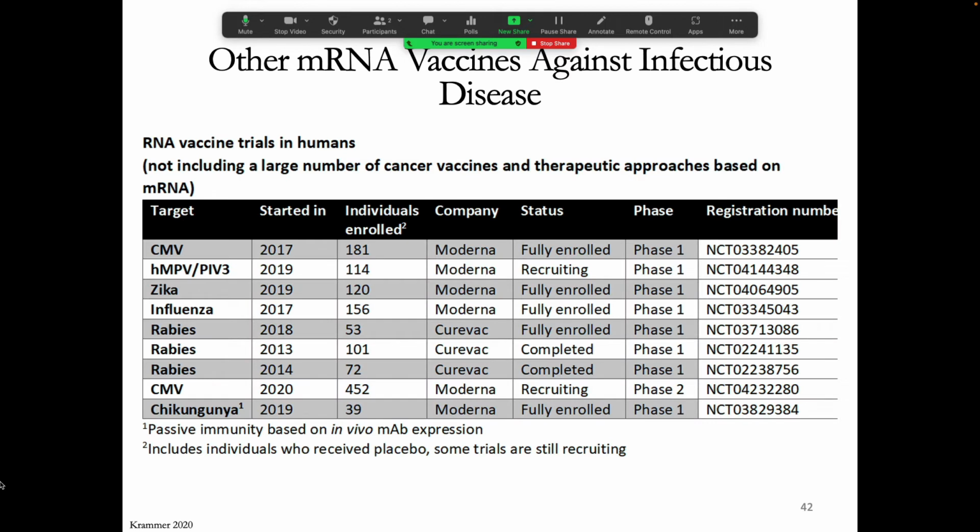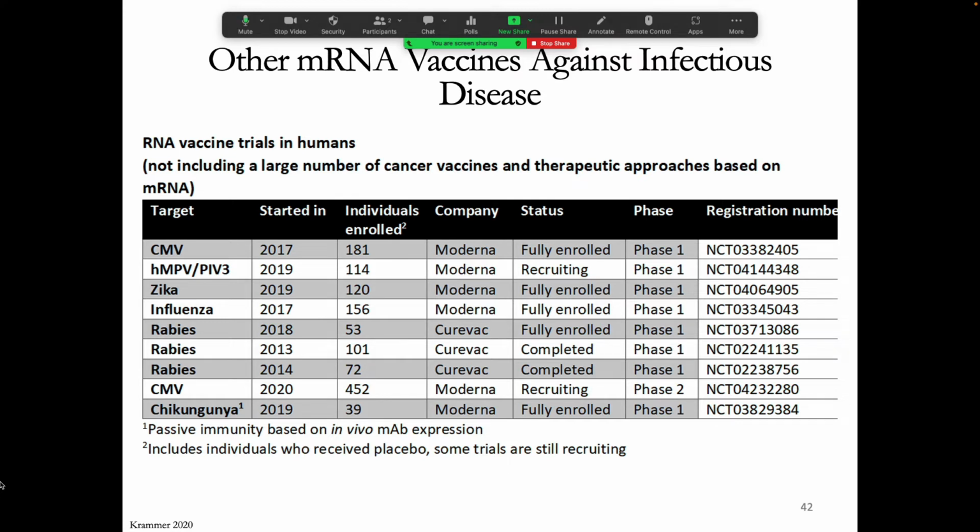You can also notice these are some of the other mRNA vaccines that have been generated against different infectious diseases. Again, you can see the year that those vaccine trials were started, as well as the number of individuals who were enrolled. And so you can see that there are mRNA vaccines against rabies, done in clinical trial in 101 people in 2013. So again, there is actually quite a bit of a history of the use of these vaccines.